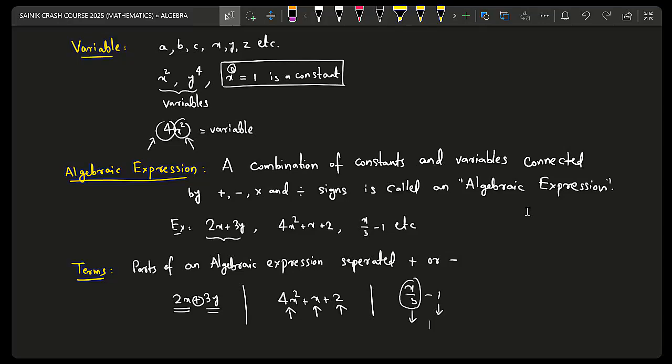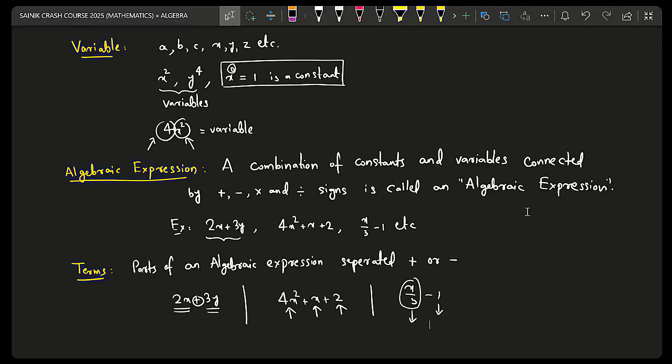Algebraic expression means it is a combination of constants and variables. You understood constant and variable, right? No, sir. Constant means whose value is fixed. For example, we take 3, 4, -1, etc. Do they change their value or do they have the same value? They have the same value. They have a particular value which they don't change. Such type of numbers are called constants.